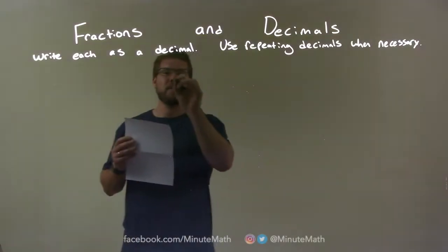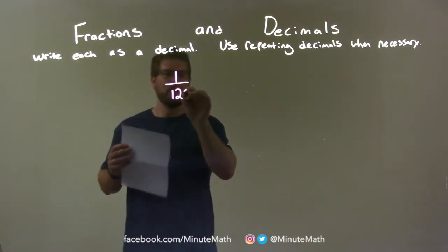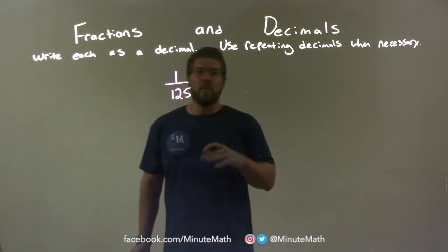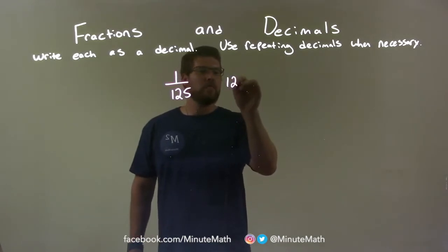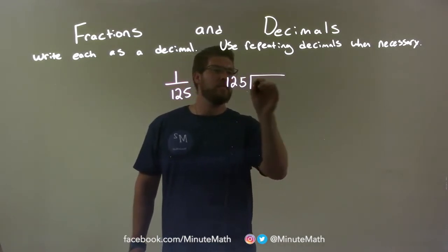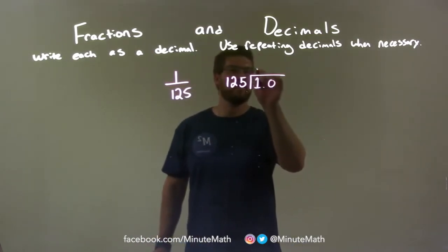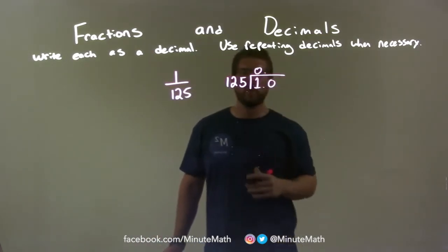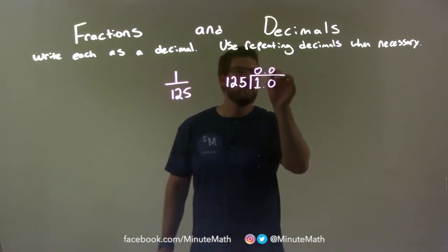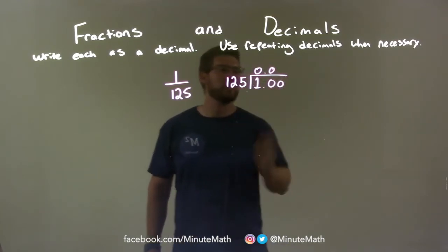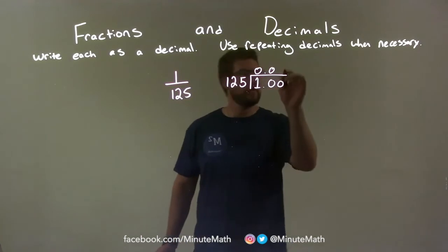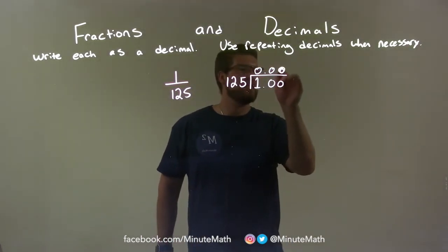1 over 125. Well, I'm going to use long division here. So I have 125, and that has to go into 1. Well, 125 can't go into 1, so we add another 0 to it. And can 125 go into 10? No. So we have another 0 on top of that. Can 125 go into 100? I don't think so. We have 0 up top there.